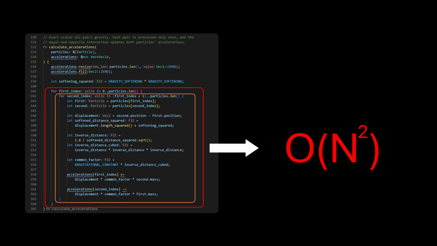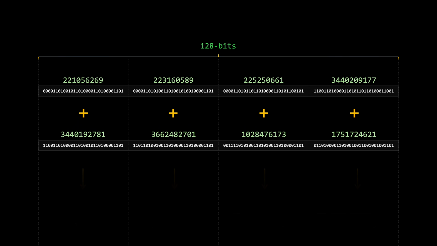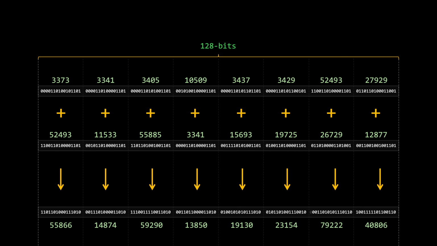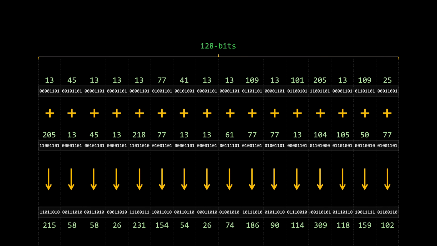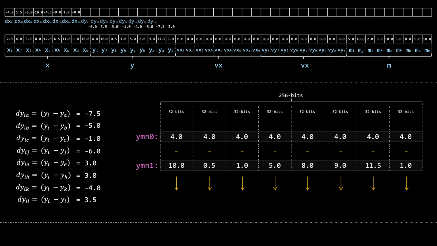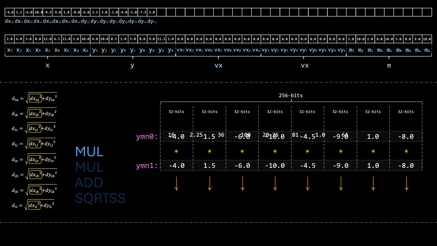Now, there are dozens of different ways to speed this up, but in this video, I'm going to talk about a hardware feature called SIMD, which allows us to perform certain tasks in parallel without needing additional threads or processor cores.